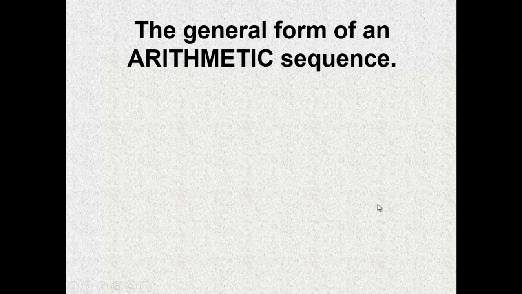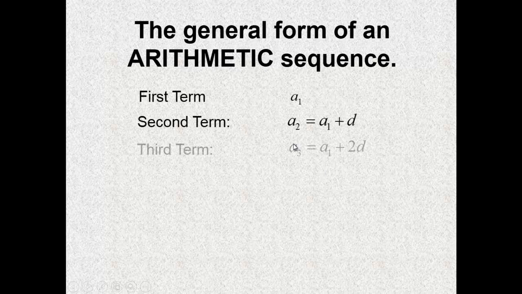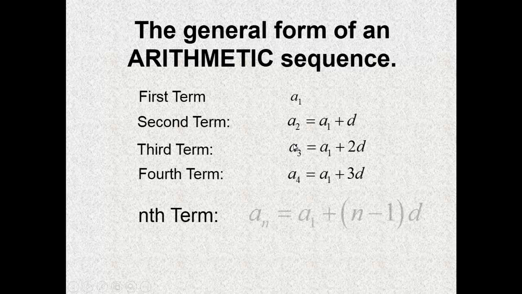This is the general form of an arithmetic sequence. For the nth term, an equals a1 plus n minus 1 times d. an is the nth term, a1 is the first term, n is the term number, and d is the common difference.